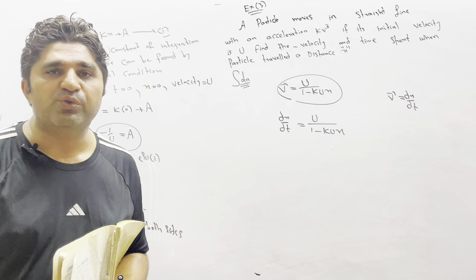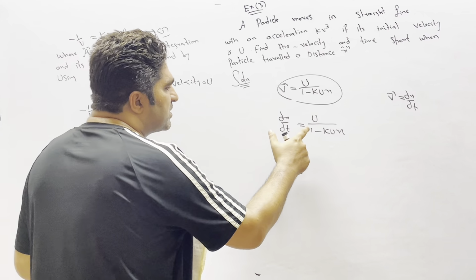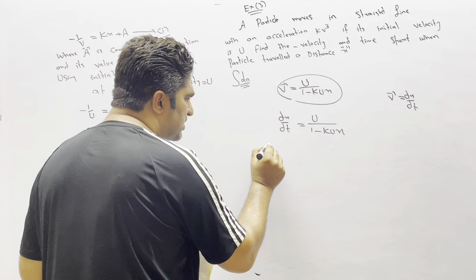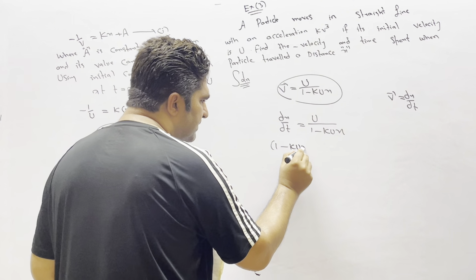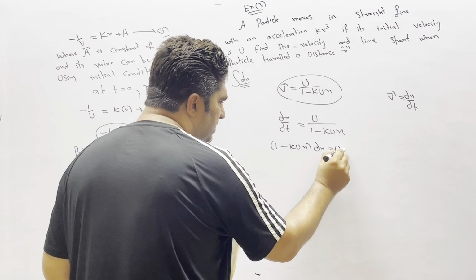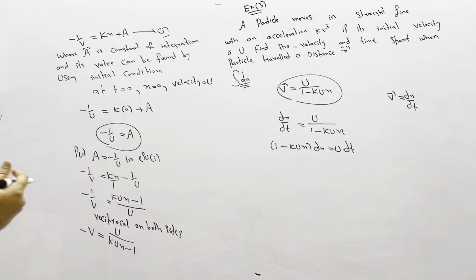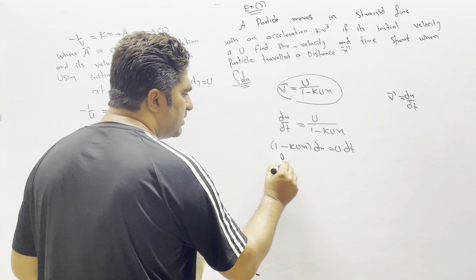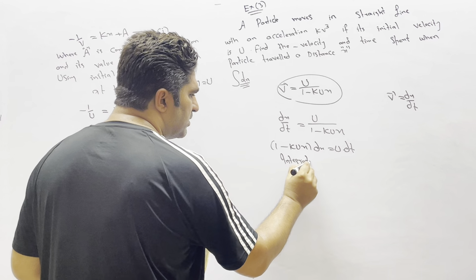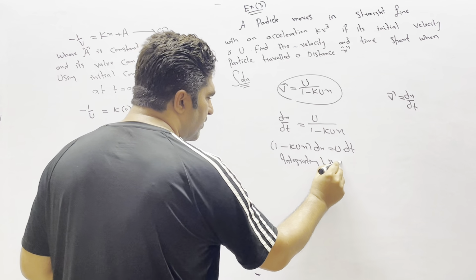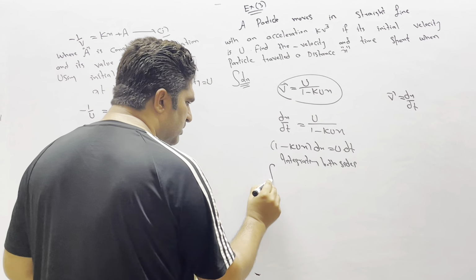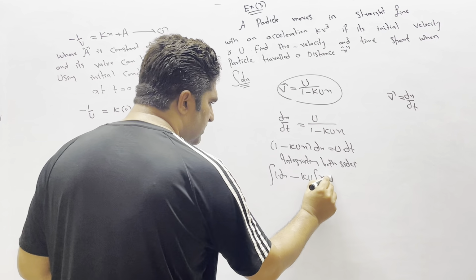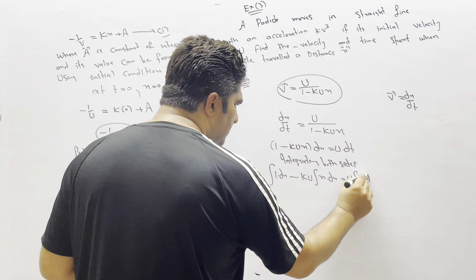And what is separable form? Separable form means you want terms of x with dx, and terms of t with dt. So make a cross multiplication here. It will be 1 minus kux into dx, and it will be u dt. Because this is now a separable form, I can integrate both sides. I'll integrate here 1 with respect to x, minus ku can be taken outside, and it will be x dx. From here u can be taken outside, it's 1 dt.